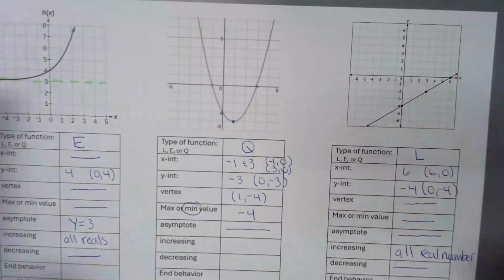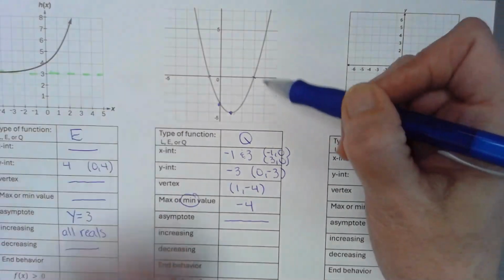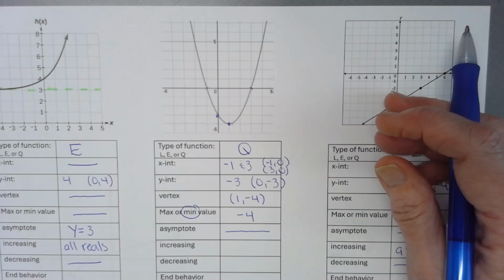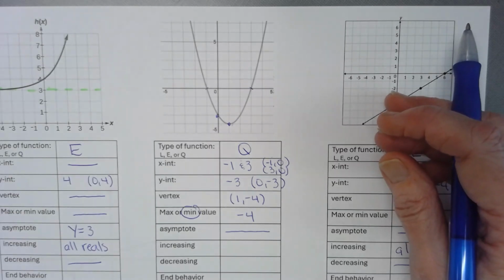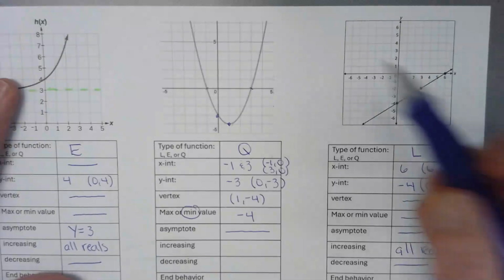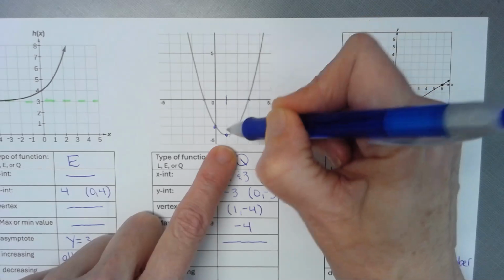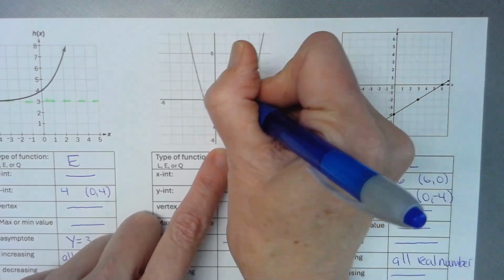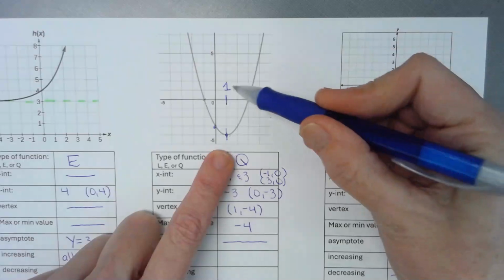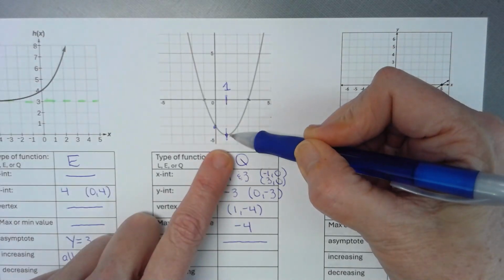Okay, now for the quadratic. The reason why I saved the quadratic is because notice, y'all, this is the one that has an area of increasing and an area of decreasing. Okay, so where does the change take place? Well, the change takes place right here, which is where x equals 1. This is where the change is taking place.